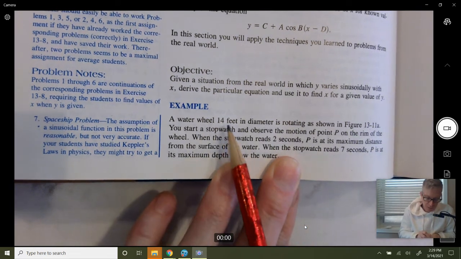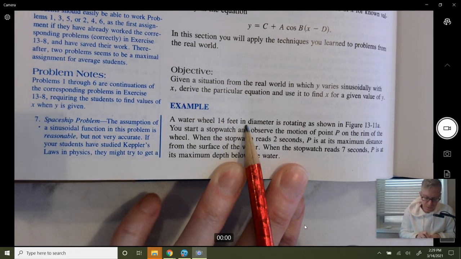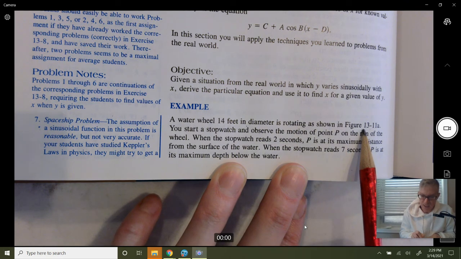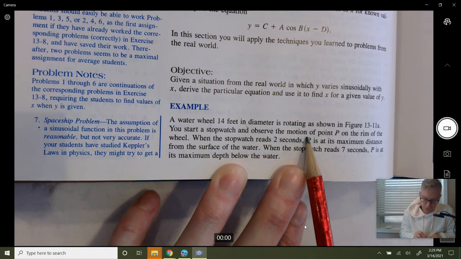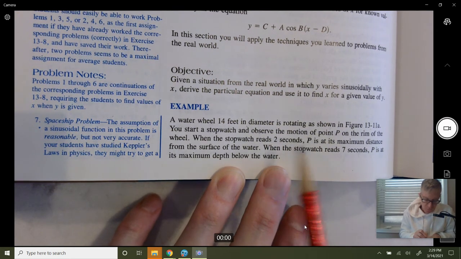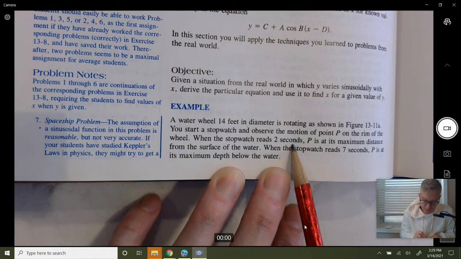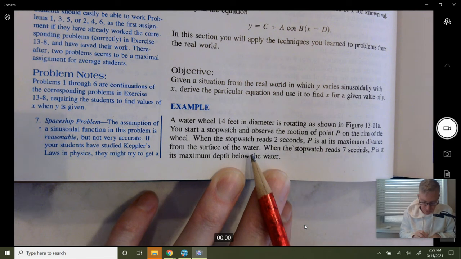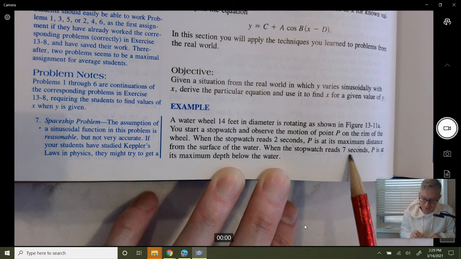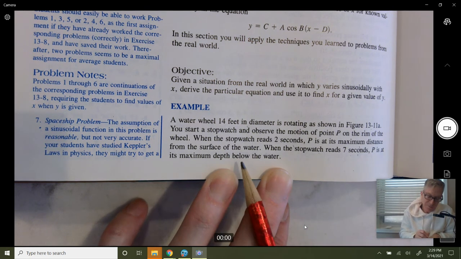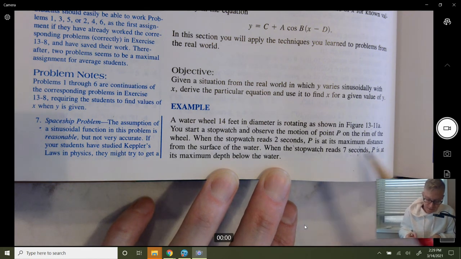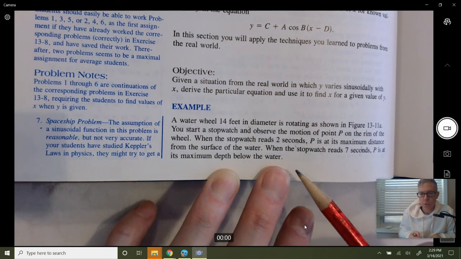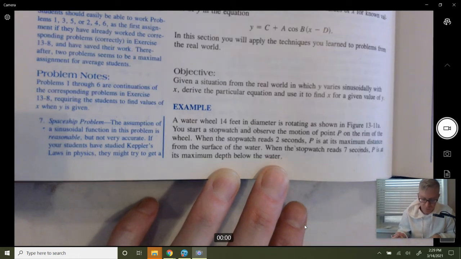So a water wheel is 14 feet in diameter, and is rotating as shown in the figure on the next page. I'll show you that in a second. You start a stopwatch and observe the motion of the point P on the rim of the wheel. When the stopwatch reads 2 seconds, P is at a maximum distance from the surface of the water. When the stopwatch reads 7 seconds, P is at a maximum depth below the water, or a minimum distance, if we're recording that distance as a total distance from the surface of the water.